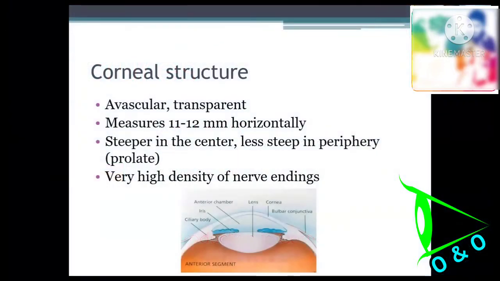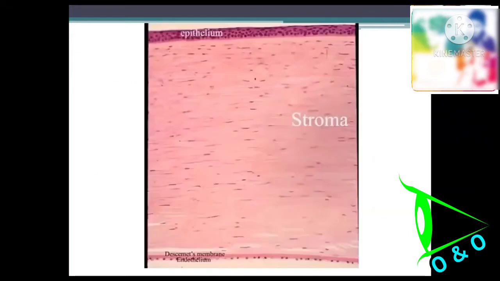No matter how minor, an injury is going to cause a lot of pain. There are a lot of nerve endings in the cornea. And this is a cross-sectional pathology slide of the cornea. So we'll start at the top with the epithelium. The epithelium is 4 to 5 cell layers thick, composed of stratified squamous epithelial cells.